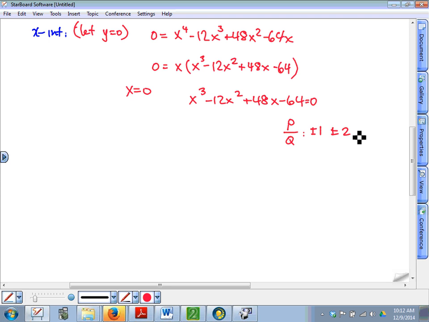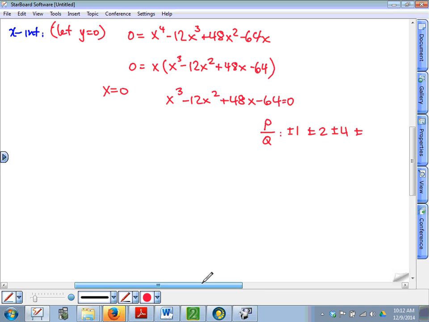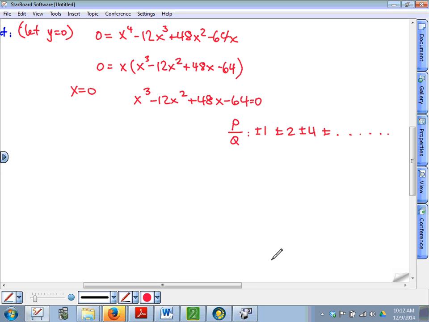Plus or minus 1, plus or minus 2, plus or minus 4. These are all the possibilities. Just for sake of time, we would have tested plus or minus 1. They wouldn't have worked. Plus or minus 2 wouldn't have worked.